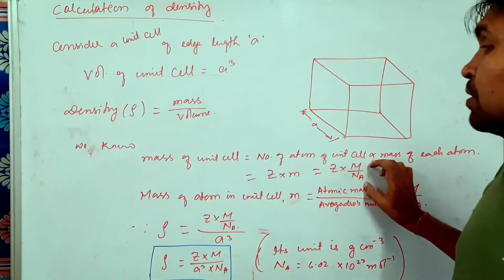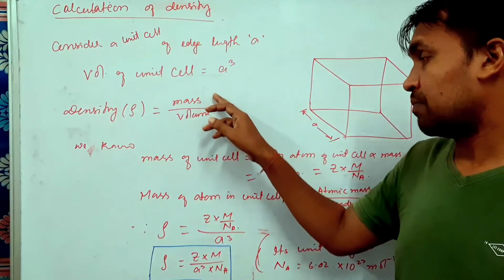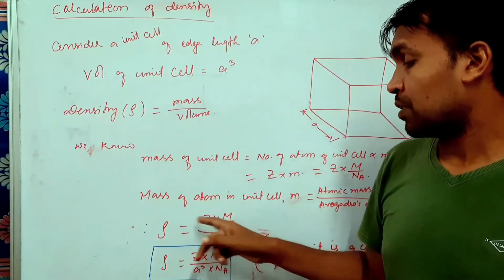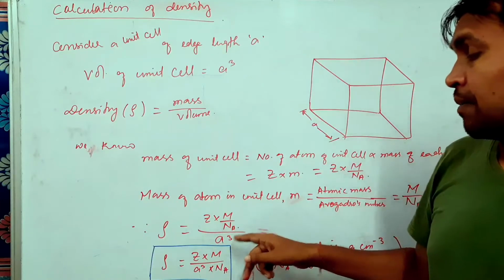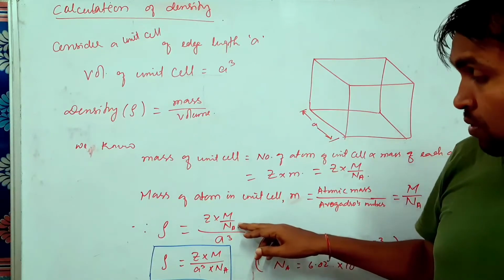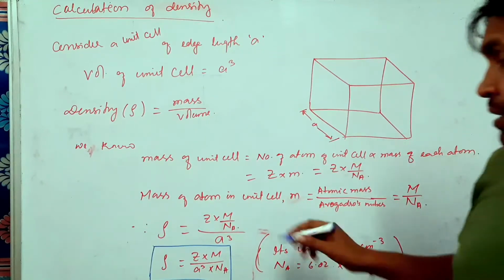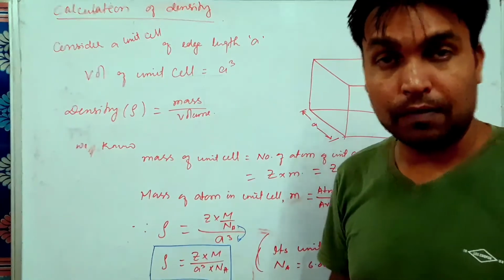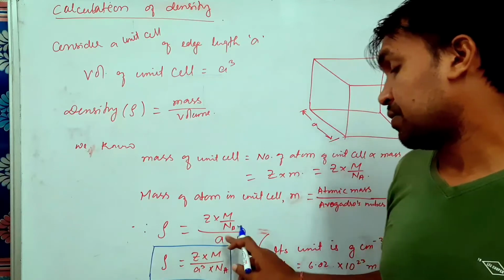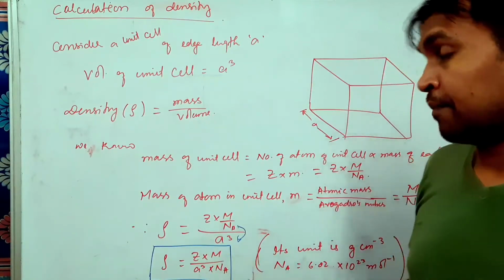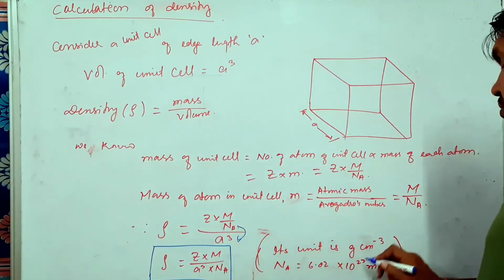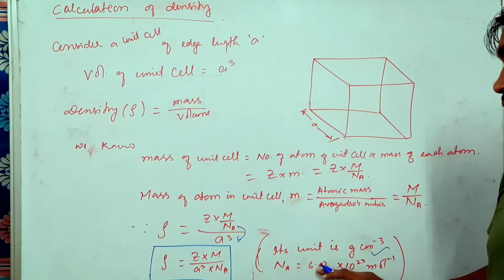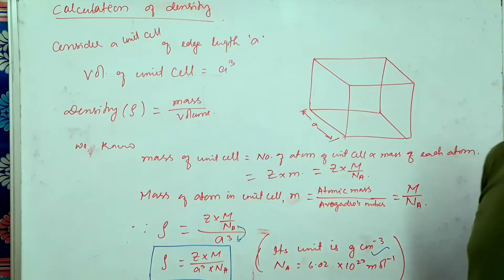Now in place of mass we substitute this value, and volume is a cube. So rho equals Z into M by a cube into Na. This Na comes down; it is called Avogadro's constant. So finally you got the formula for density: rho equals Z into M by a cube into Na. The density unit is gram per centimeter cube, and the Na value is 6.022 into 10 to the power 23 per mole.